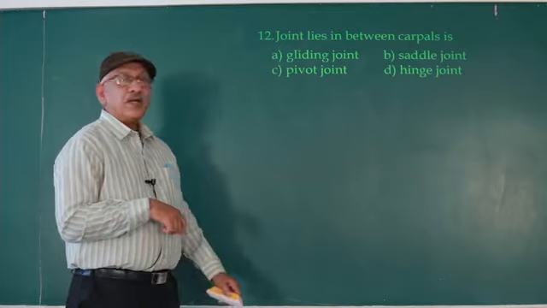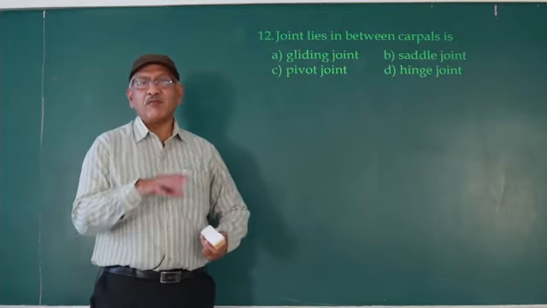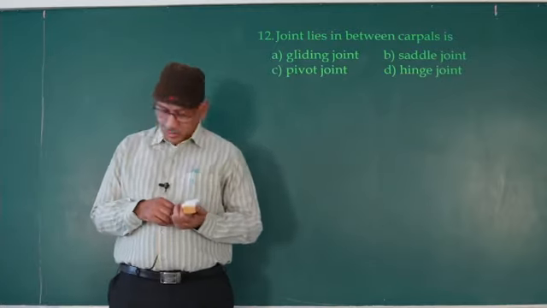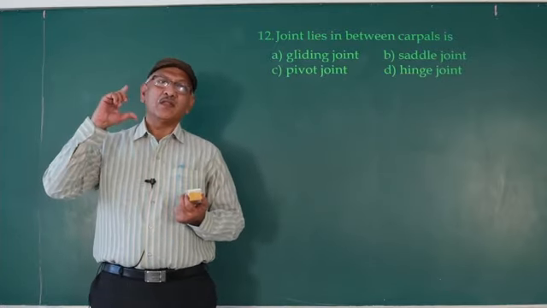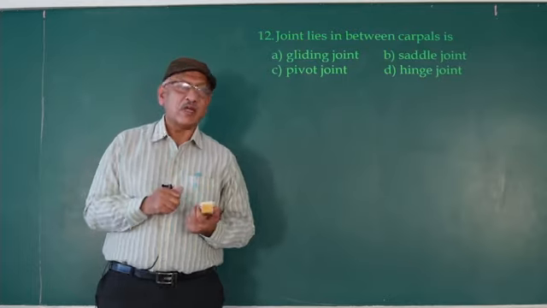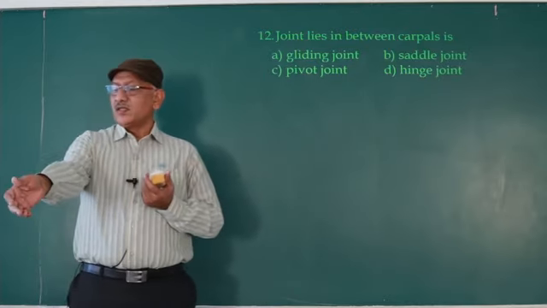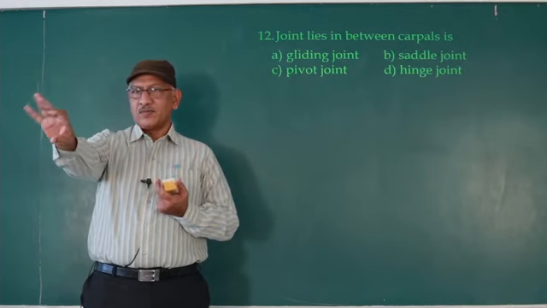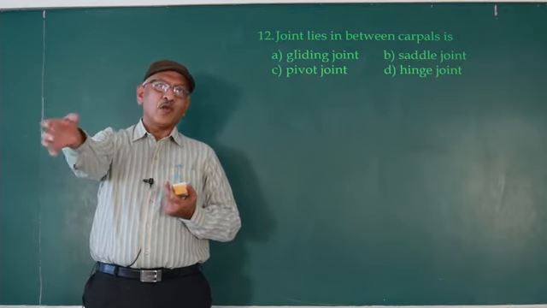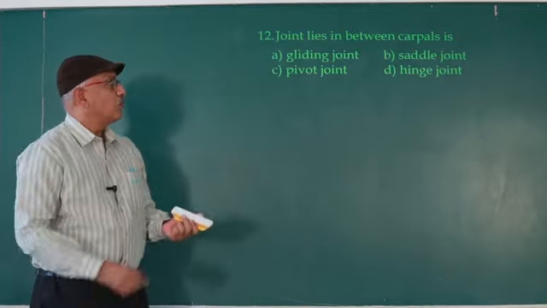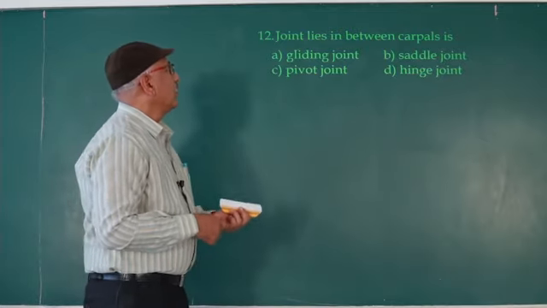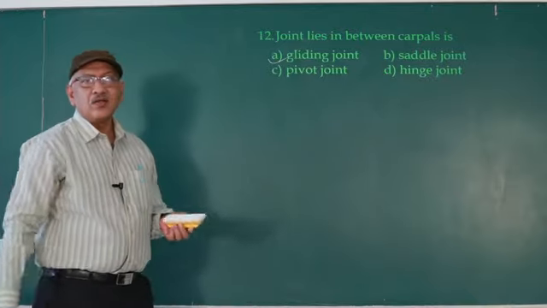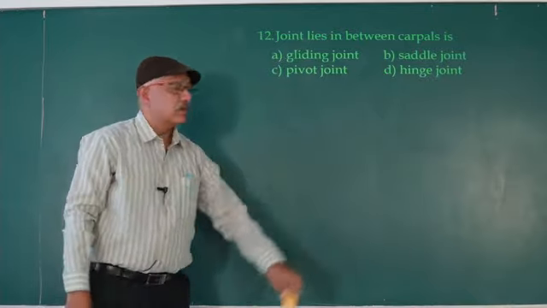Pivot joint. Pivot joint is present between the atlas and axis. So rotatory movement, first neck vertebra and second neck vertebra, pivot joint. Similarly, radio-ulna, that's why we can rotate our forearm. So now the answer is: joint lies in between carpals, gliding joint, also known as planar joint.